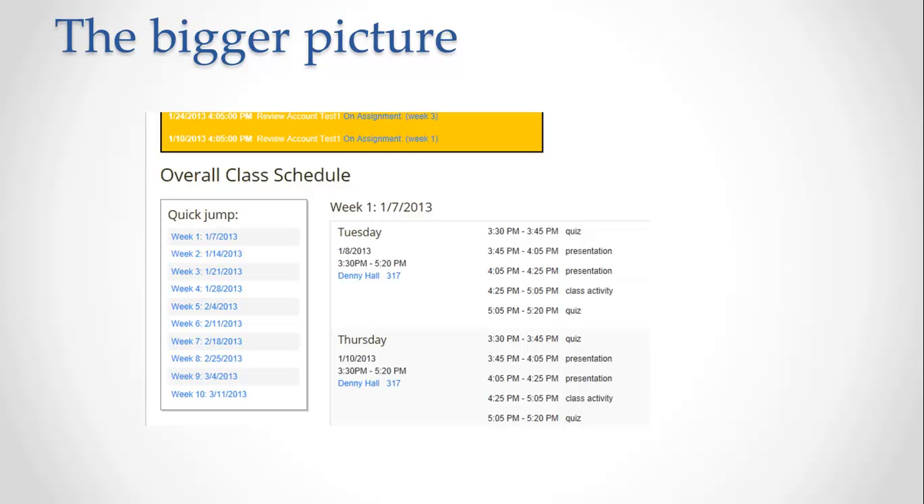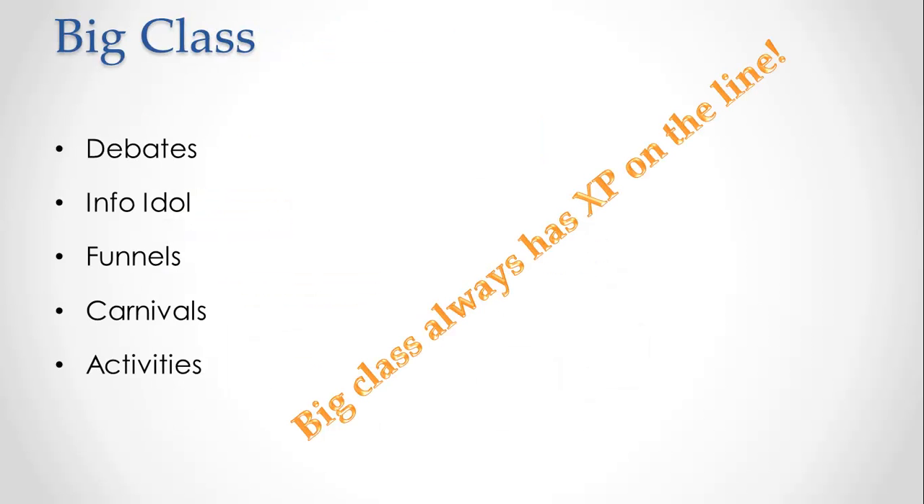There's also the bigger picture. That's week by week, everything that we're going to do, all the different activities that we'll be doing, all the different coin that's associated with all those different activities, so you'll know exactly what to expect each time you come to class. Okay, so that takes care of the small classes. The small classes are where you take quizzes, do presentations of your assignments, and do class activities. As I said, most of the class happens in those small classes.